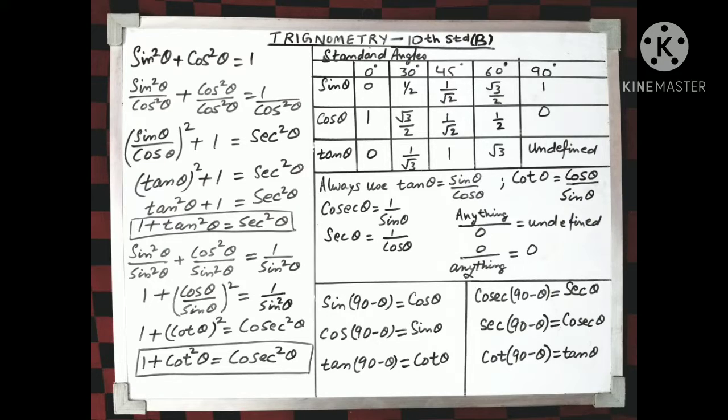I hope this table system is very much clear to you. So you can easily calculate the value of sin theta, cos theta, tan theta, cosec theta, sec theta, cot theta for any standard angle, that is 0 degree, 30 degree, 45 degree, 60 degree or 90 degree. Now let us see the next part.